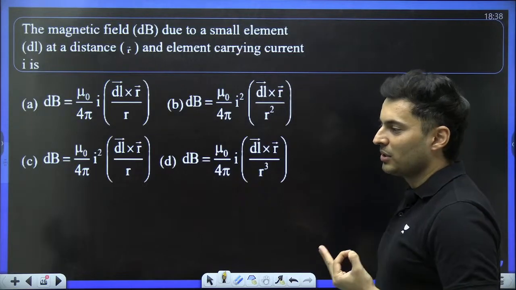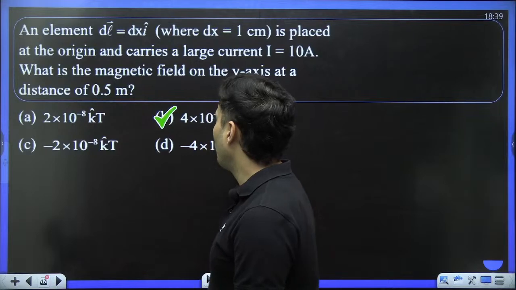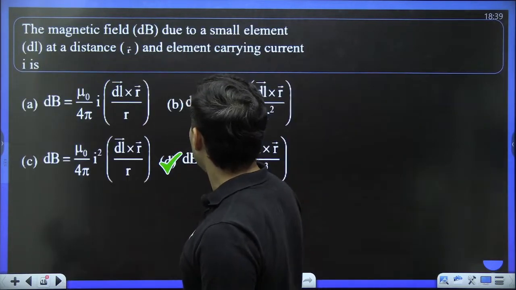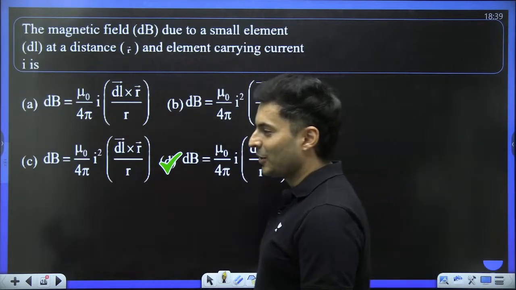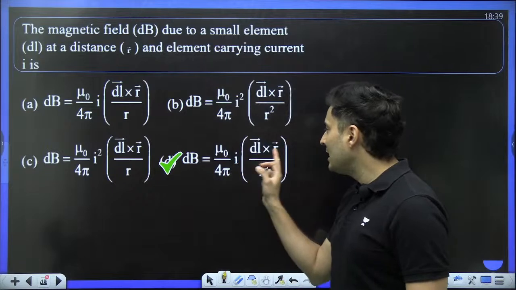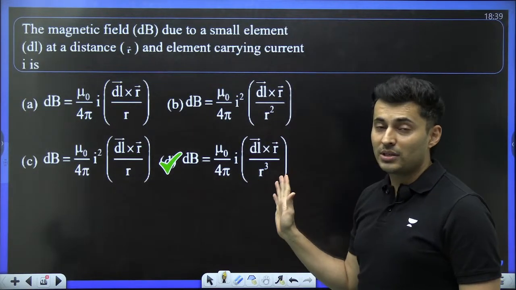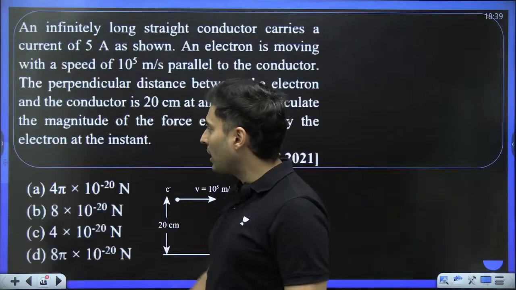One of them is the Biot-Savart Law. Many people are saying D. Is that right? Oops, the previous answer has come over here. Yes, it is D. Definitely. Obviously, mu naught by 4 pi, I dl cross r divided by r cube. Remember, I had told you there is a cube in the Biot-Savart Law, so keep that in mind. Very good. Proud of all of you.